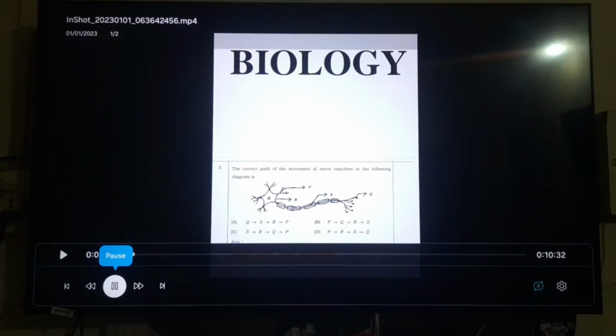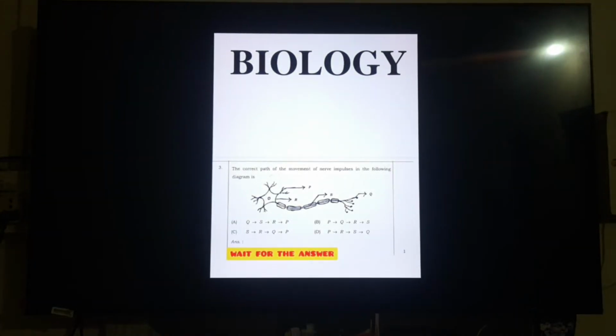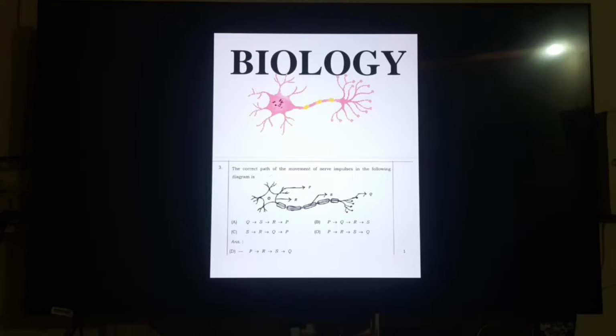The correct answer for this question is: during the transmission of an impulse, the axon of one neuron releases chemicals called neurotransmitters which pass through the synapse and are received by dendrites of another neuron. As the neurotransmitter binds to the membrane of the receiving neuron, a nerve impulse is generated. This impulse then travels through the cell body to the axon which transmits it to the next neuron. Therefore, the path of a nerve impulse through a neuron is first the dendrite, then the cell body, and finally the axon. So here, option D is the correct answer.